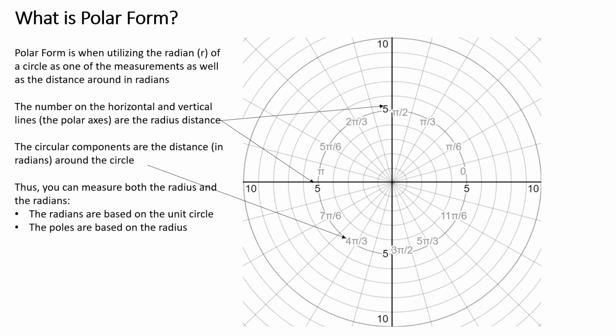But I want you to notice here, and that's why I've got it very light, we have a circle, or a series of concentric circles. And we've got both the measures of the radians and the radius. And we're going to use this form to actually measure complex numbers.